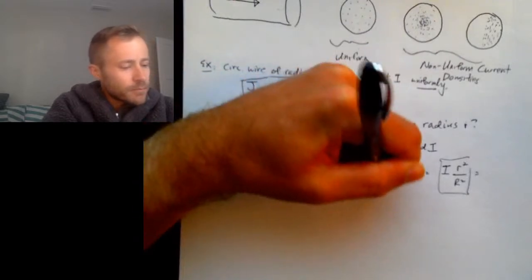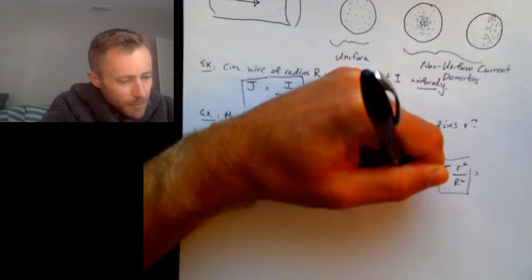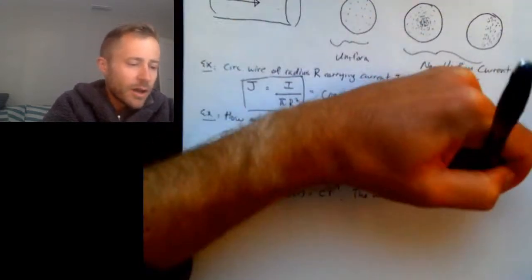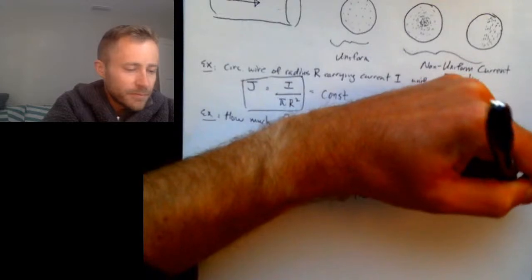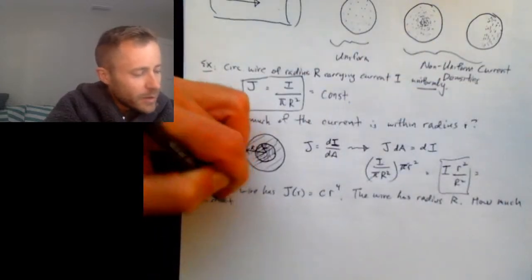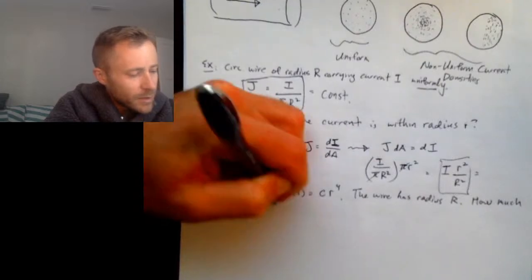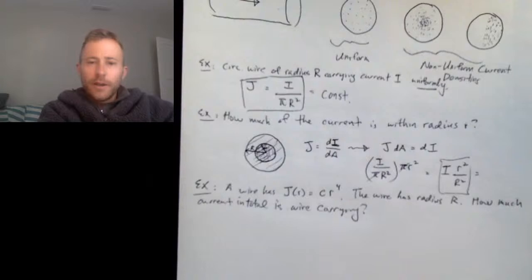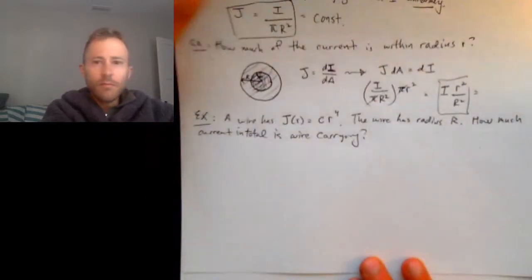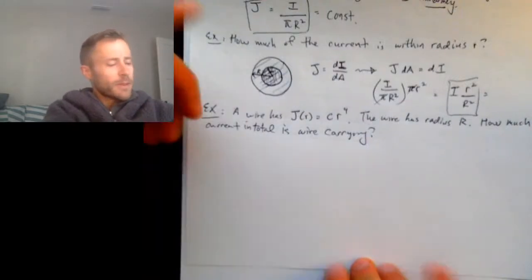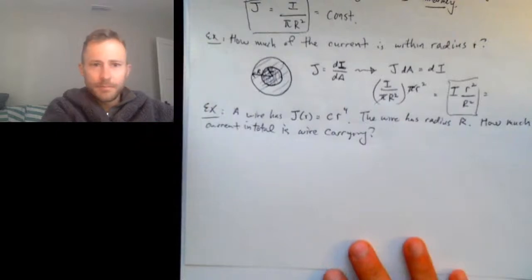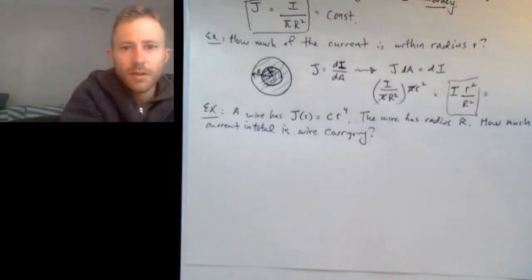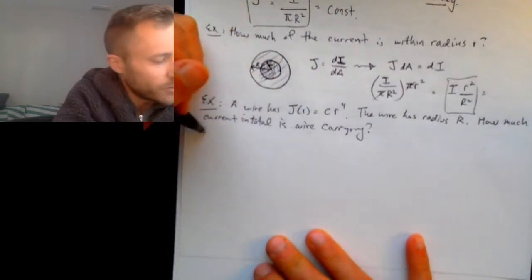The wire has radius big R. How much current in total is the wire carrying?